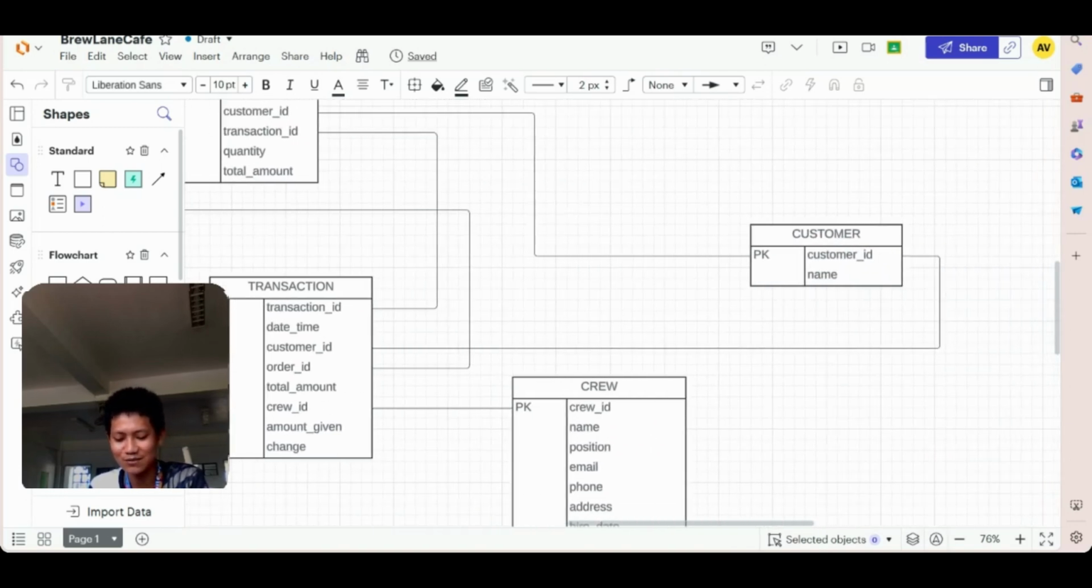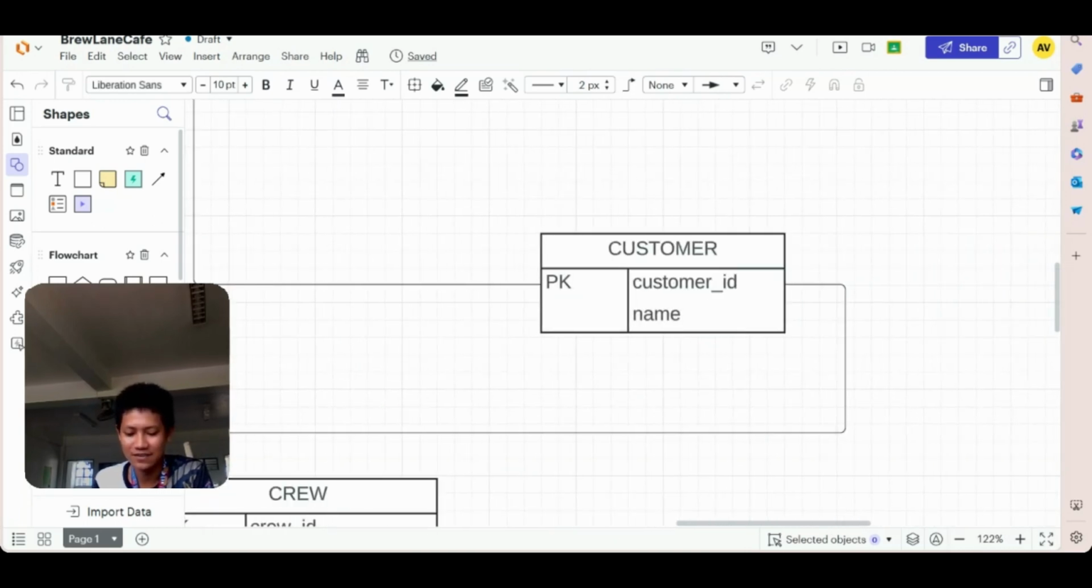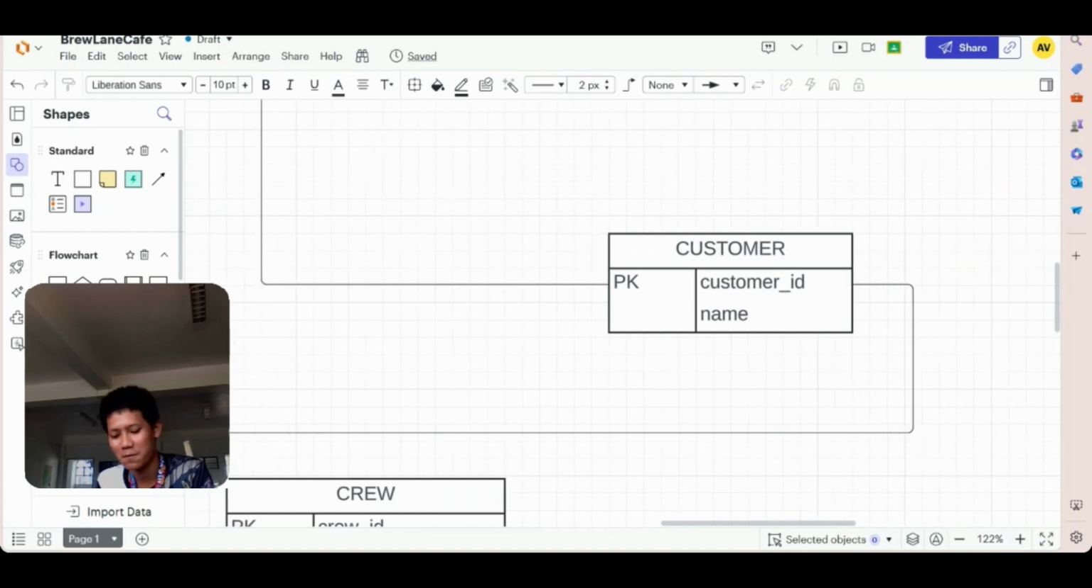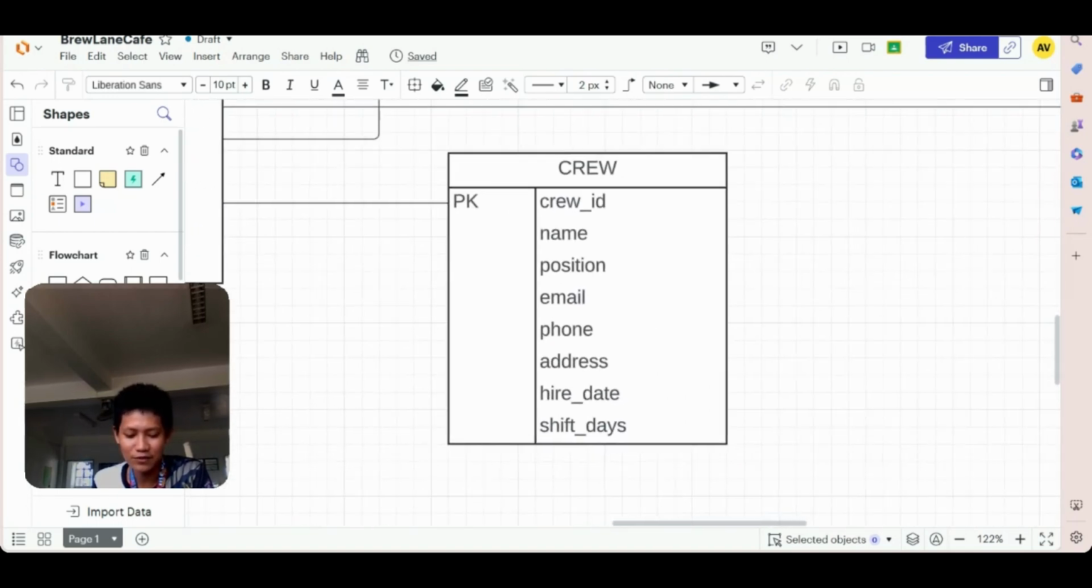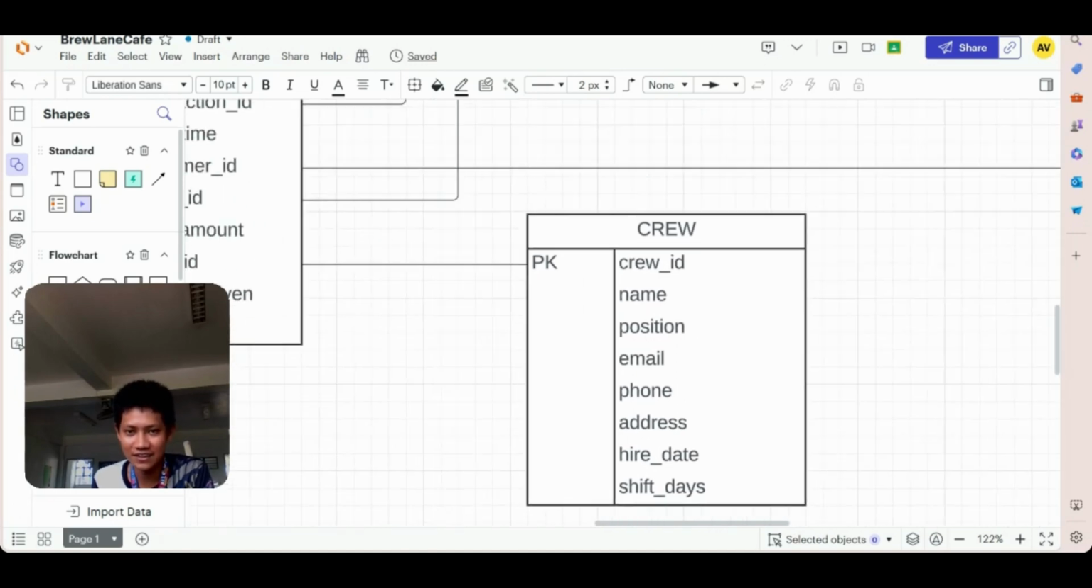Then number three, customer. This entity holds all the details for each customer. The next is crew. This will capture all the information of hired crew of the cafe. The number five, inventory.